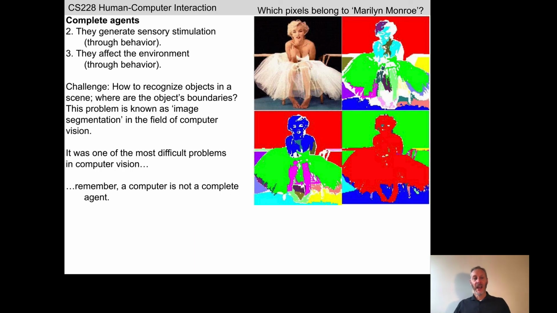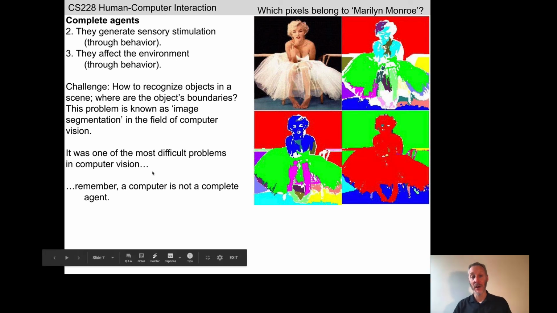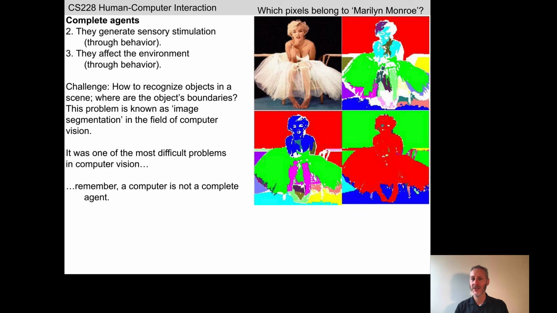Okay, let's think about two of the other features or properties of complete agents, which is again this idea that they generate sensory stimulation through action, and they can affect their environment through action. Let's imagine that we want to try and create some technology that is able to recognize objects in an image. And we'll simplify this task by simply asking this technology to determine where the object's boundaries are. This is known in computer vision as the image segmentation problem. We want to try and segment or pull out objects in the foreground from the background. It was one of the most difficult problems in computer vision. It took decades and decades to get a computer to do this.